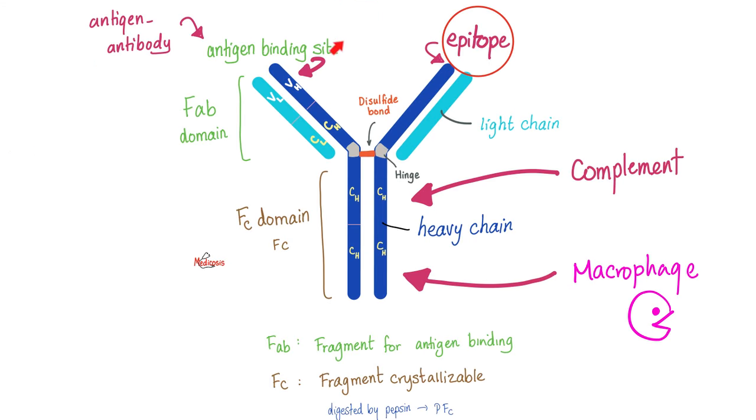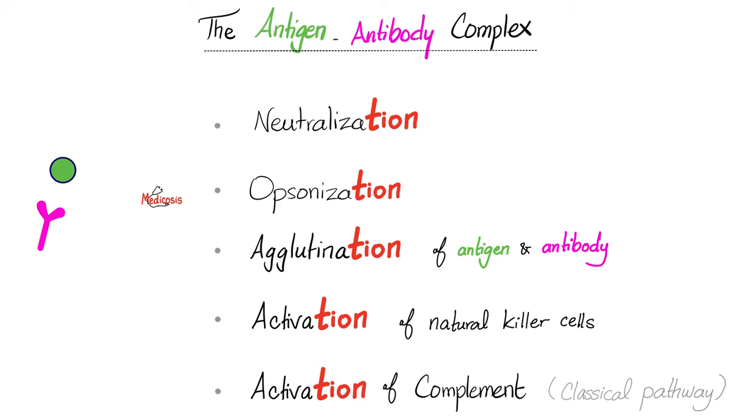The antigen is going to bind here. The cell is going to bind here. The complement binds here because the complement complements the ability of the antibody to perform its function. What happens when the antigen and antibody hug each other? They can cause neutralization of the bacteria and bacterial toxin. Opsonization, make the bacteria tasty so that we can eat it better. Agglutination of antigen antibody. Activation of natural killer cell and activation of the classical pathway of the complement system, which complements the ability of antibody to perform its functions.